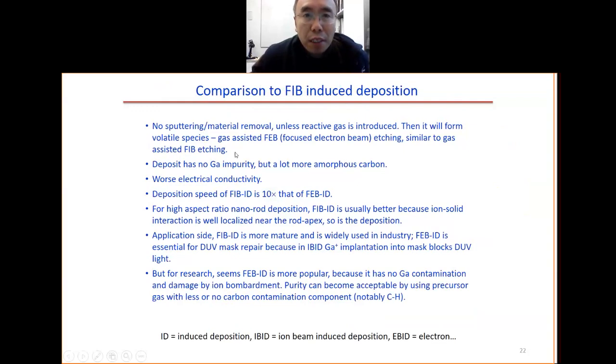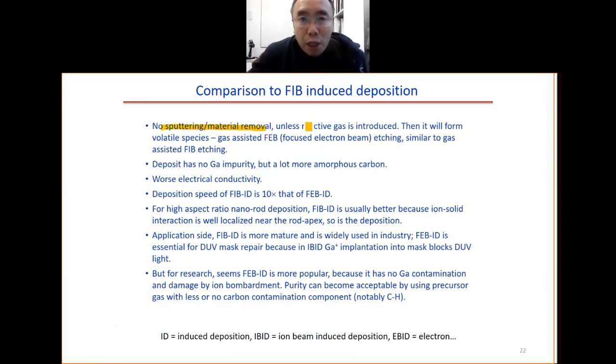So here's the comparison between the ion beam induced separation and electron beam induced separation. First, for the electron beam induced separation, there will be no sputtering or material removal. So this is the main advantage of the electron beam induced separation.